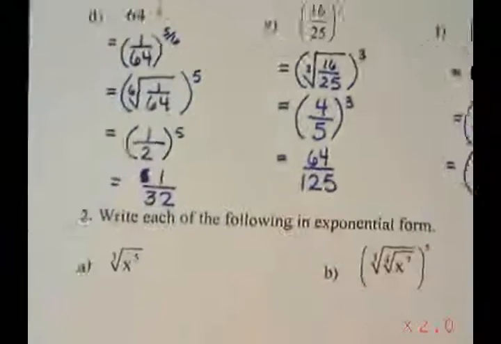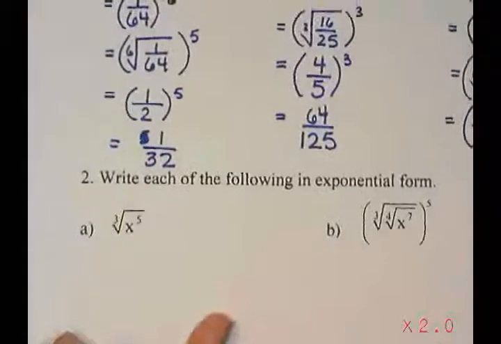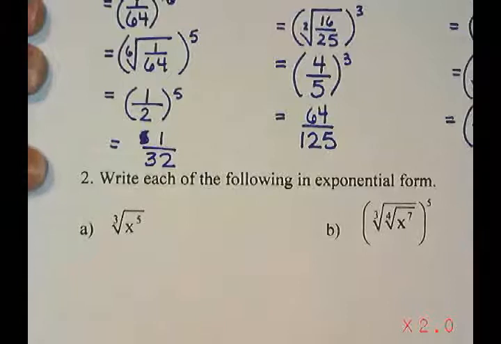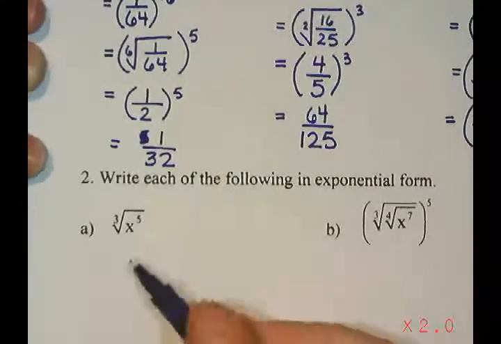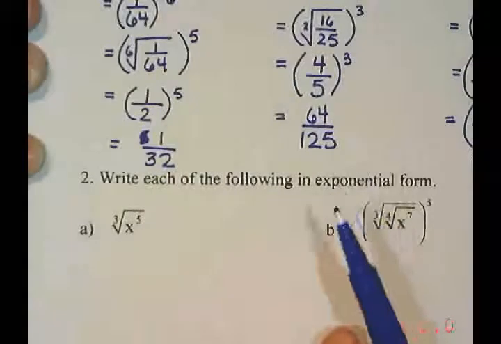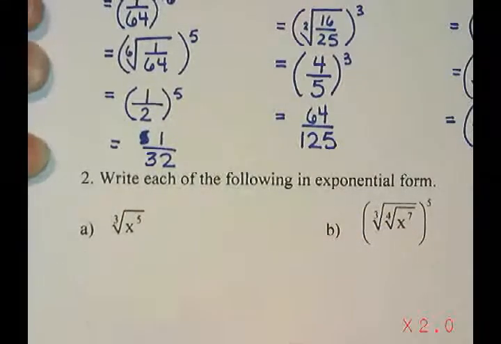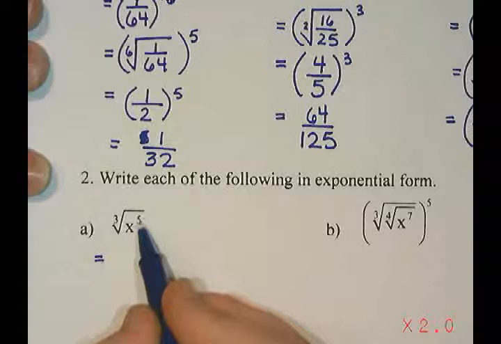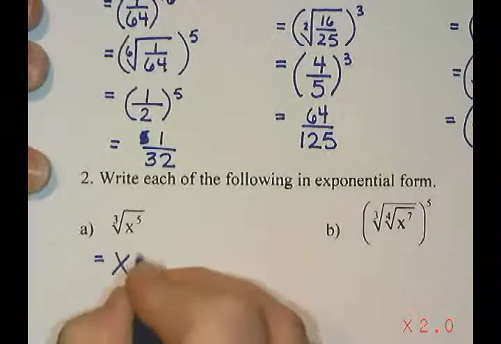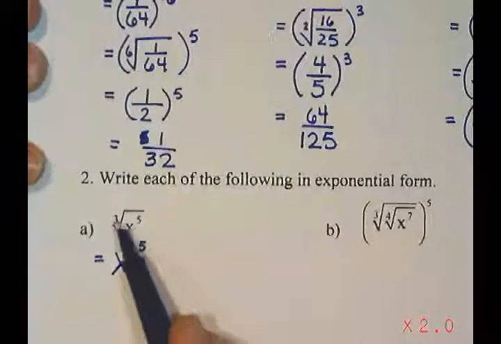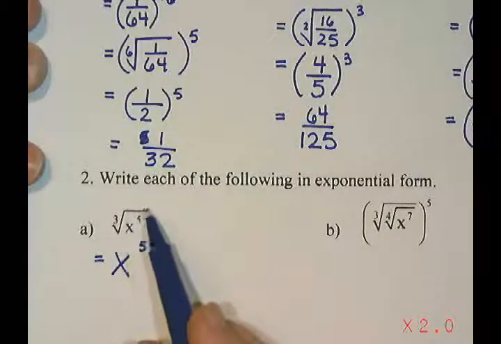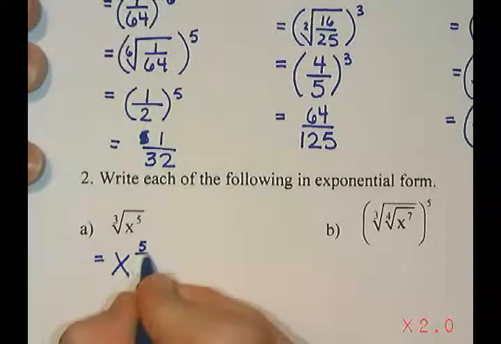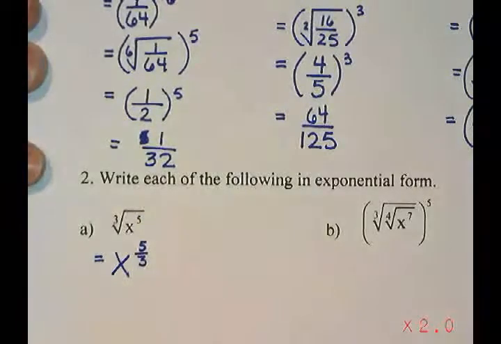Now we do have two more questions here to look at, and it says write each of the following in exponential form. So this is actually going backwards. Instead of giving me an exponent and having me write it as a root, we're going to take the root and write it as an exponent. There's two ways that you can do this. The first one is I have the cube root of x to the 5. So I already have the exponent of 5. I just need to figure out where that 3 fits in. And the root part is always the denominator. So this would be x to the power of 5 over 3.